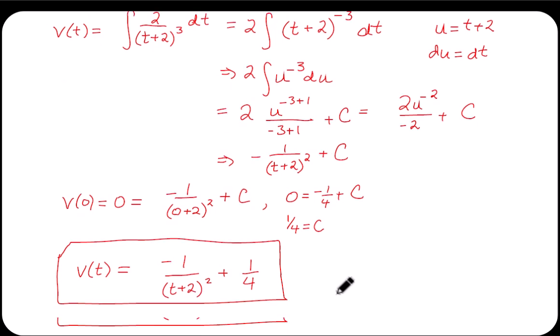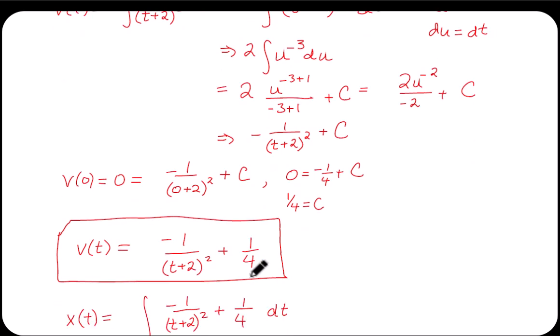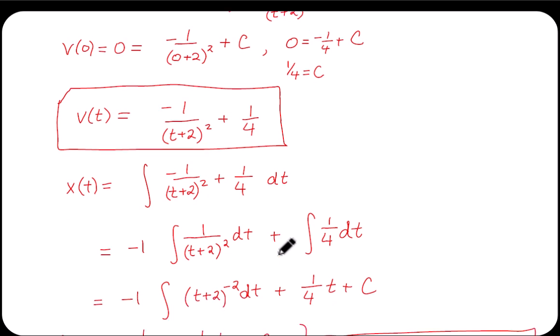All right, so that gives me my formulation for the velocity at any time. I still need position, so I need to integrate this one more time. So let's divide and conquer. I need to integrate this first piece and the second piece. Well, to integrate 1/4, that's easy. I just get 1/4 t.